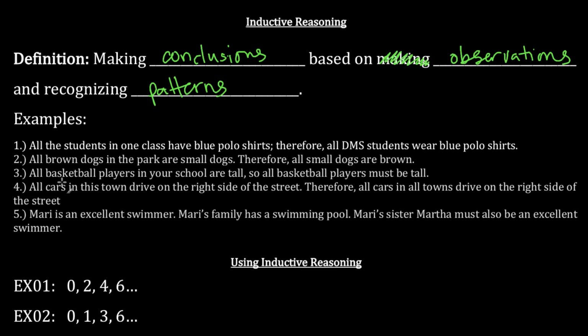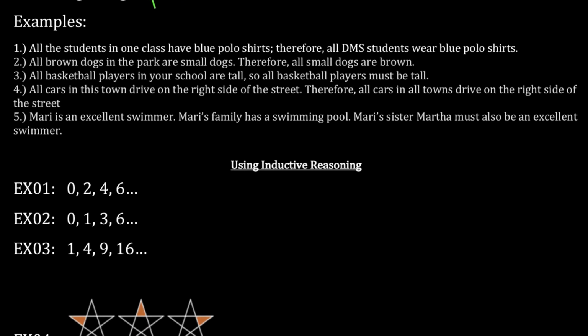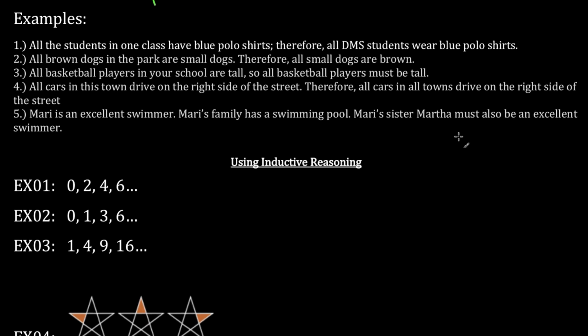So let's say you go to the dog park, and all the brown dogs are small. You conclude that all small dogs are brown. Is this the correct conclusion? No, but it is based off of these observations that you made. So all basketball players in your school are tall, so all basketball players must be tall. Once again, height's relative anyways, but it doesn't necessarily need to be true, it's just that line of thinking.